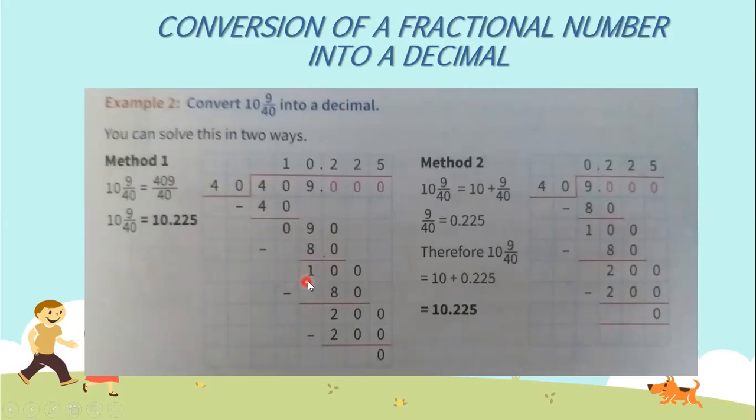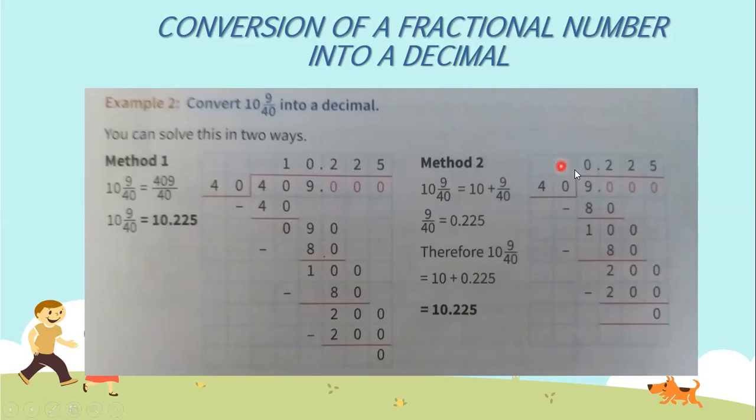So 4 twos are 8, 9 minus 8 is 1, and again 0. Then 4 twos are 8, 10 minus 8 is 2. Then zeros. So 4 fives are 20, 20 minus 20 is 0. So this is the way you can divide. So that means 9 by 40. When you divide, the answer you will get is 10.225. So this is method 1.